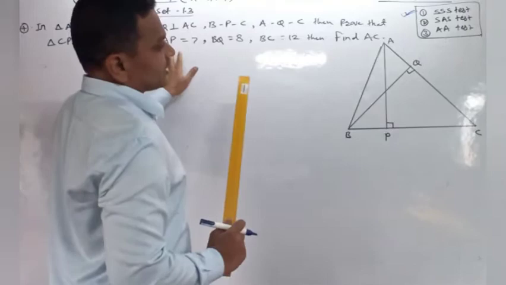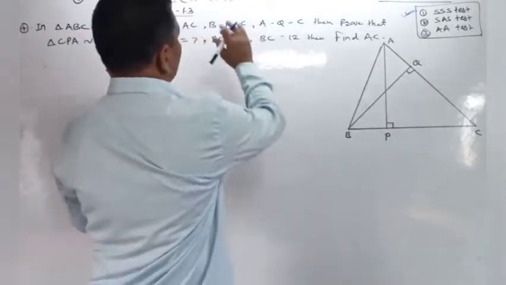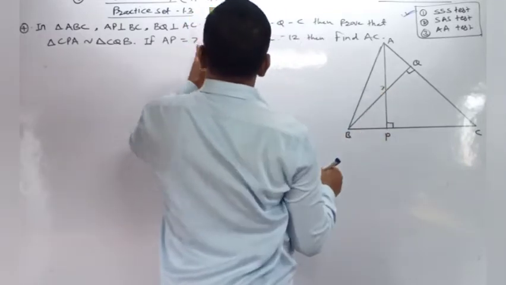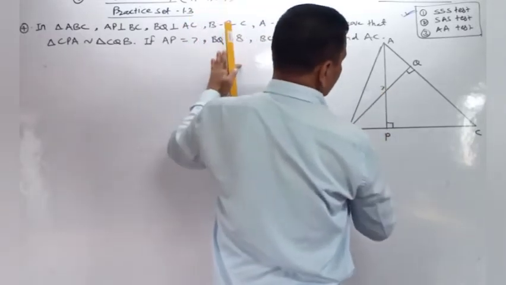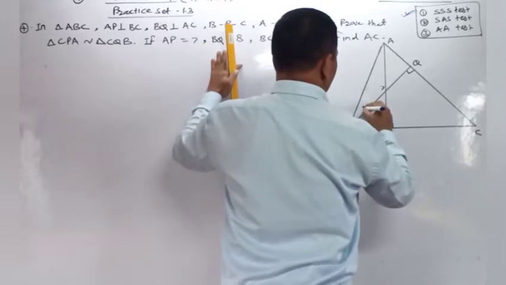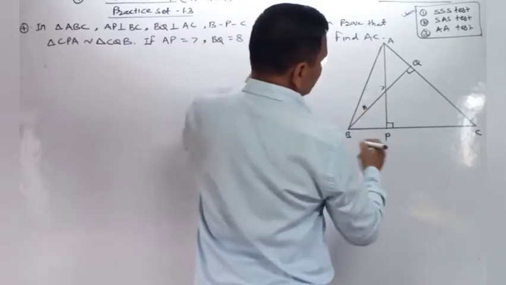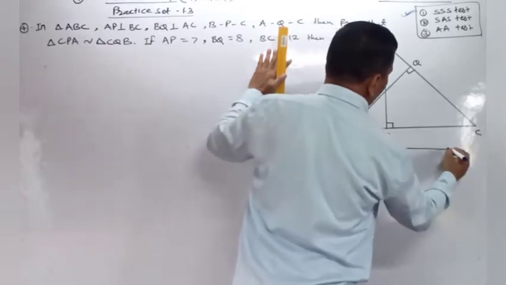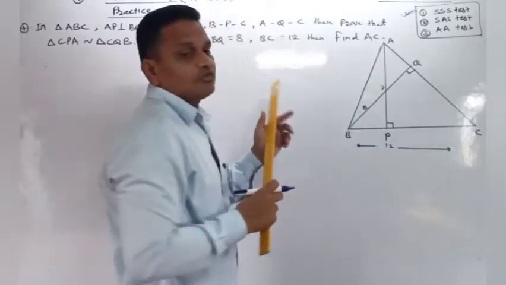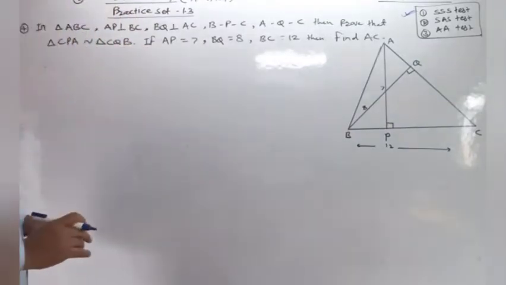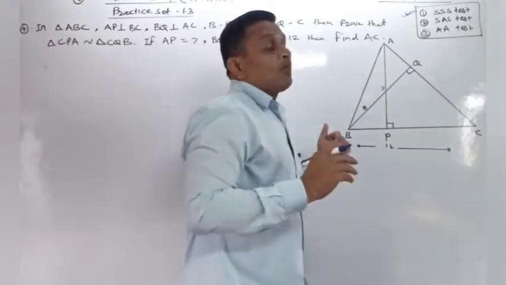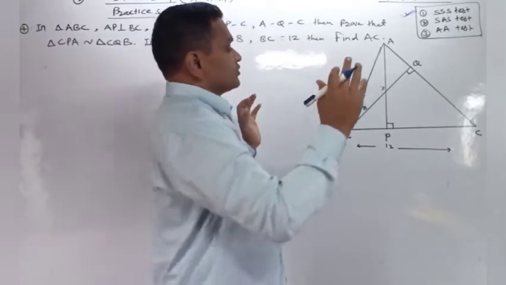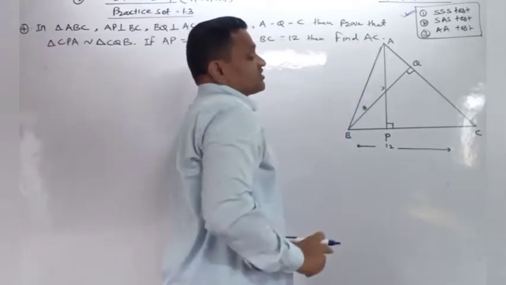Now AP equals 7. Write the information in the figure. AP equals 7, BQ equals 8 meters, BC equals 12. Then find AC. We want to find out AC. Here how many triangles are there? 2 plus 2 is 4, plus 1, 6 triangles are there.